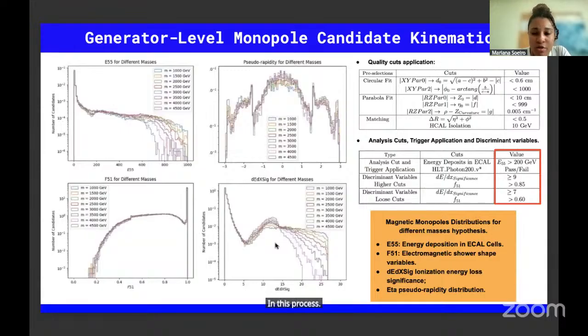Basically, here we have the variables we have in the beginning, but these variables are without the cuts. We have E55, considering the energy deposition in the calorimeter cells.